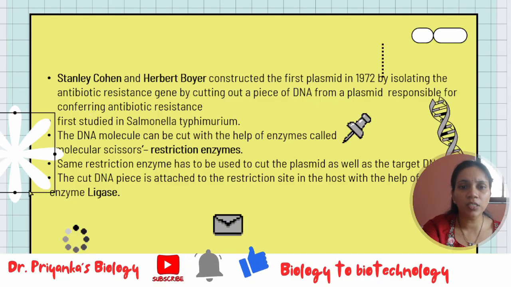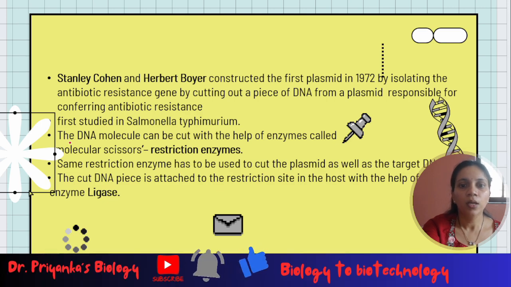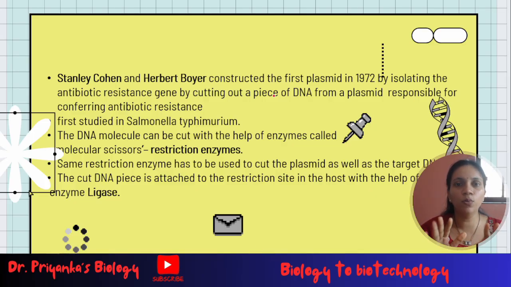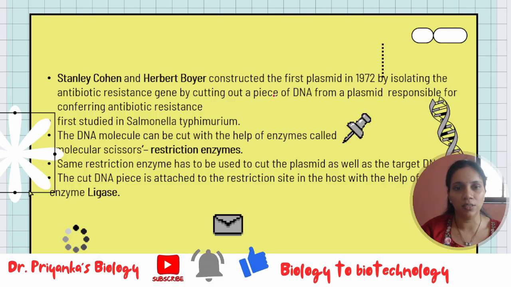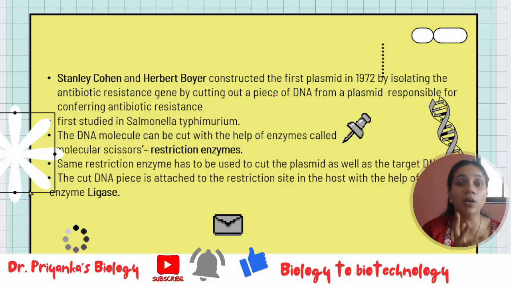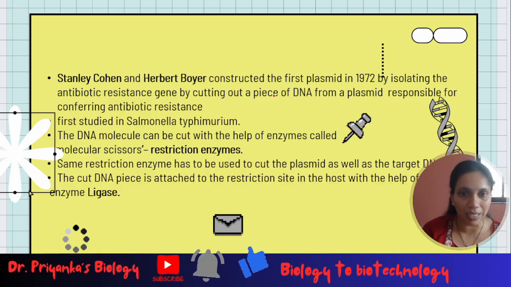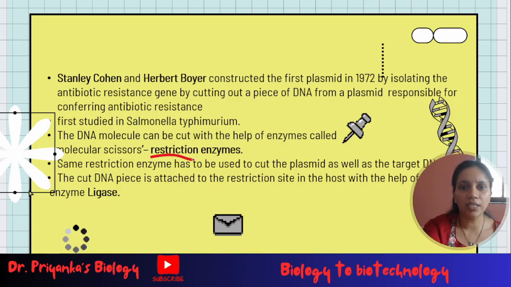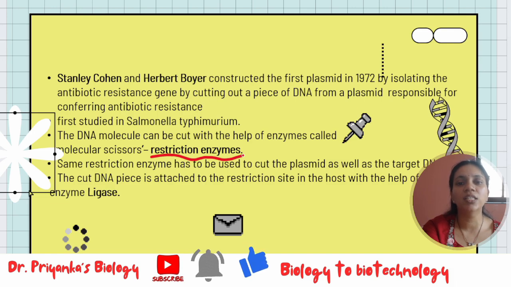Okay. So this was first studied in Salmonella typhimurium, the organism which is responsible for causing typhoid. Now they use something to cut the DNA. So what did they use? Can they use scissors? No. But they use something called the molecular scissors, a molecule which is responsible for making cuts or nicks, and the more technical term is nicks, into the DNA. So they are called the molecular scissors in general, and the technical term is restriction enzymes.